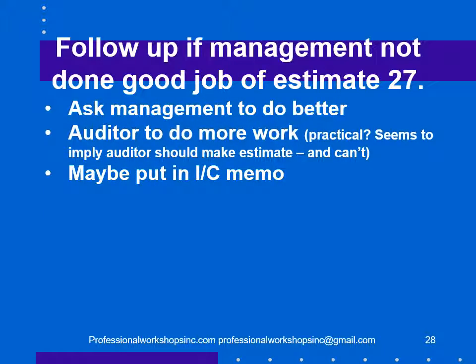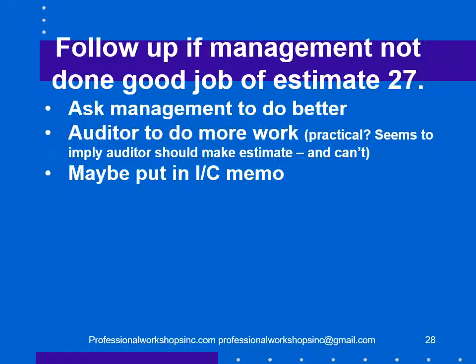If management hasn't done a good job, we have to be careful in this section. So if we have an estimate and management has done it, in our opinion, not terribly well, the first thing we might do is ask management to do better. And indeed, given that we're not supposed to be making the estimate and we're not supposed to be doing management's job for them, we might do more work, but I don't know how practical that is. That seems to imply that we should make the estimate and tell management to record it, and of course we can't and we shouldn't.